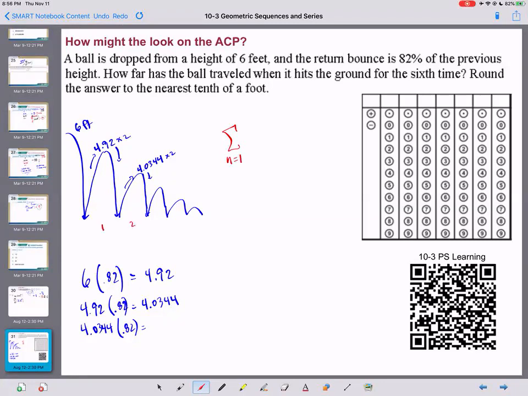Let's call this 1, 2, 3, 4, 5. The number is 4.92 up and 4.92 down. So it'd be like 4.92 times 2. That's the first value. And the ratio is 0.82 to the power of n minus 1. And we would do that 5 times. Now that would get the 5 ups and downs, but we have that extra 6 feet. And so outside of the parenthesis, you need to take 6 and add it to that amount right there. And that would give us a total answer from the calculator, which is probably the quickest way of doing this.